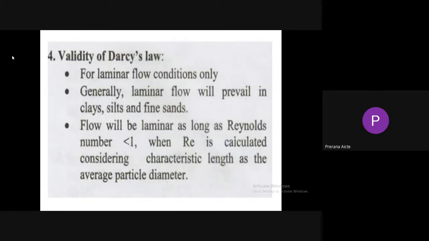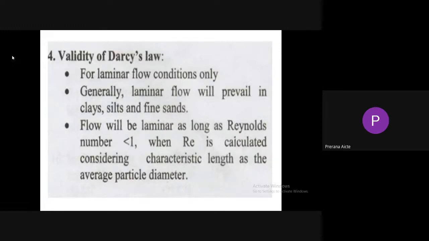Now the validity of Darcy's law. Darcy's law is valid only for laminar flow conditions. For turbulent flow conditions, Darcy's law is not valid. Generally, laminar flow will prevail in clays, silts, and fine sands. So that's why.